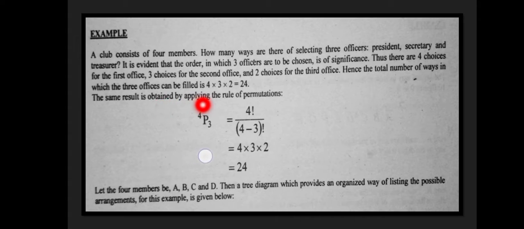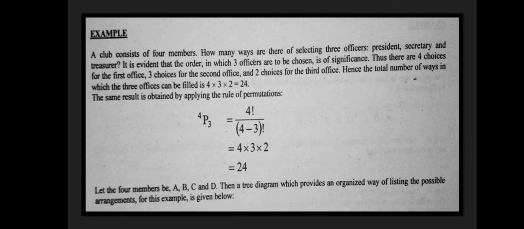The same result is obtained by applying the rules of permutation. The club is consisting of 4 members and we have to select the 3 officers, and order of selecting the 3 officers is important as well. So we can use the formula of permutation here because order is of much significance in permutations. 4P3 because there are 4 members and we have to select the 3 officers. 4P3 is equal to 4 factorial divided by 4 minus 3 factorial according to the formula of permutation. The answer will be 24.